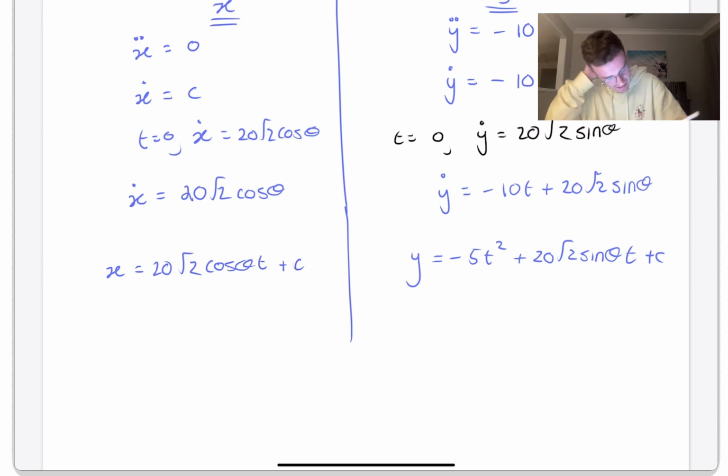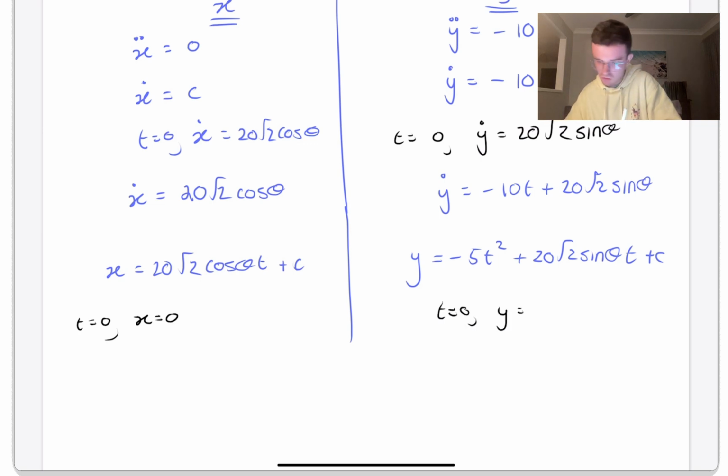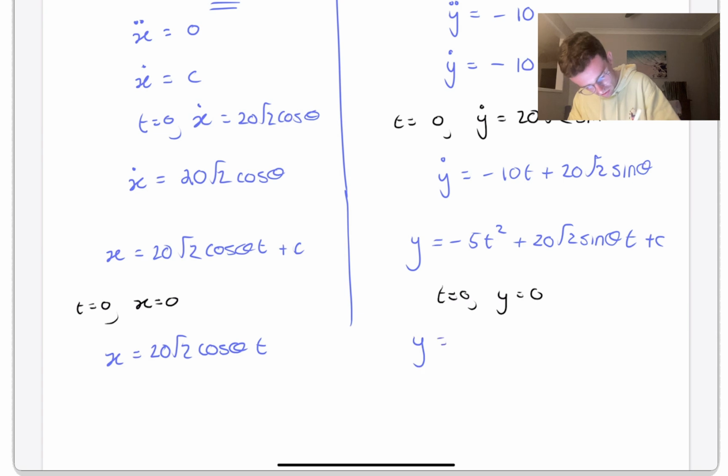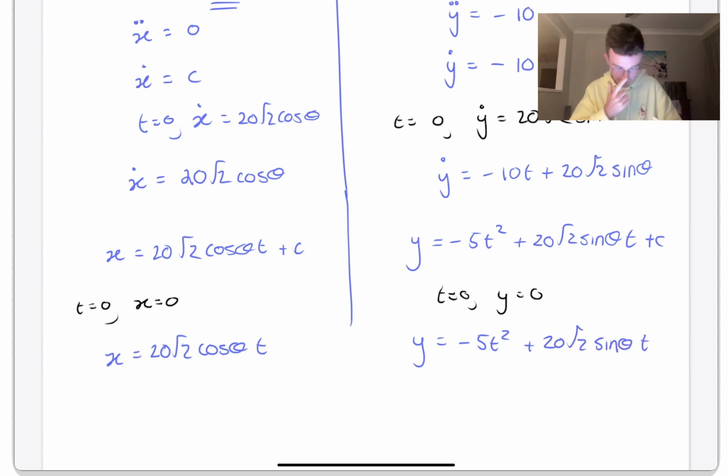We need to have our plus c's. Now this is actually starting at the origin. So when t is 0, x is 0. And when t is equal to 0, y is equal to 0. So that means our c's are both 0. So x is equal to 20 root 2 cos theta t, and y is equal to minus 5t squared plus 20 root 2 sine theta t.